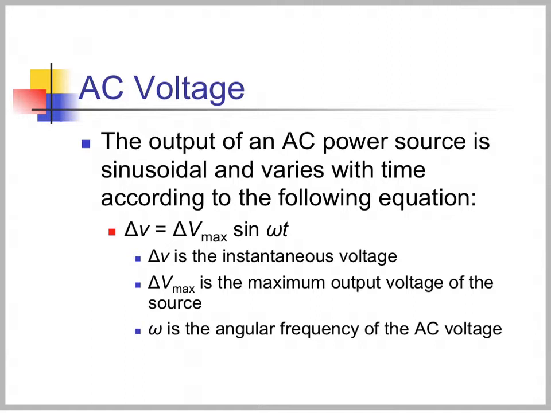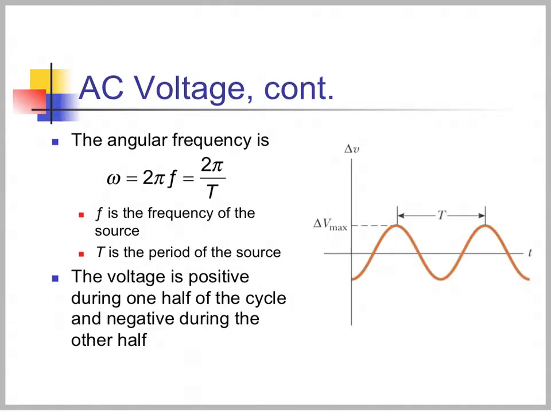The output of an AC power source is sinusoidal and varies with time according to delta v = delta V max sine omega t, where little delta v is the instantaneous voltage at any time, delta V max, the capital V, is the maximum output voltage of the source, and omega is the angular frequency of the AC voltage. The angular frequency, omega, is 2 pi f, or 2 pi over the period. f is the frequency of the source, and T is the period of the source. The voltage is positive during one half of the cycle and negative during the other half of the cycle.